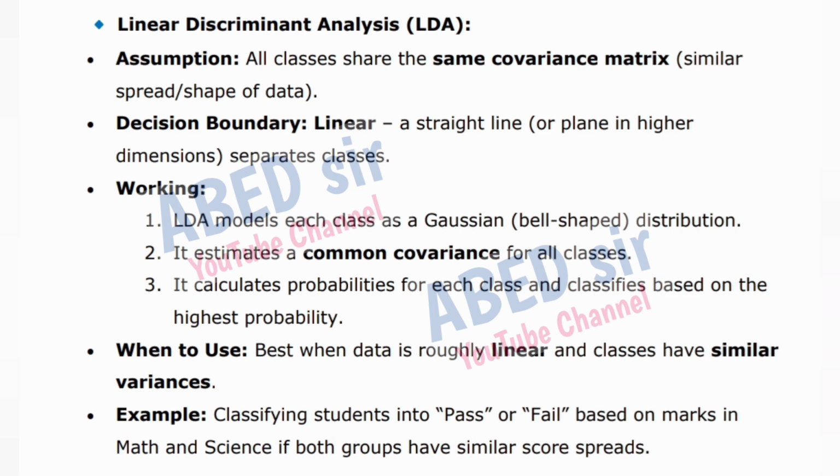When to use: best when data is roughly linear and classes have similar variances. Example: classifying students into pass or fail based on marks in math and science if both groups have similar score spreads.